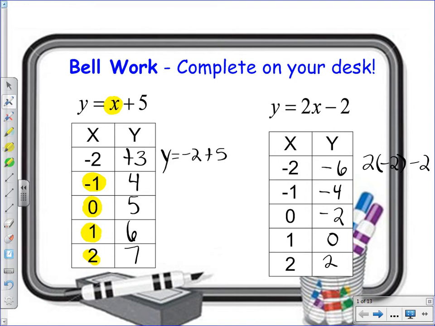Very good. We're going to be using table of values today. I don't need to see this step here. You can just plug it right into your calculator to do that. I'm not so worried about seeing this part here. I'm assuming that everyone knows how to do that.